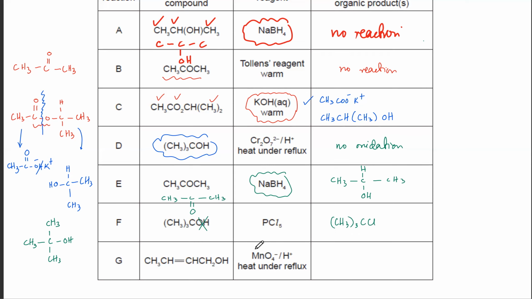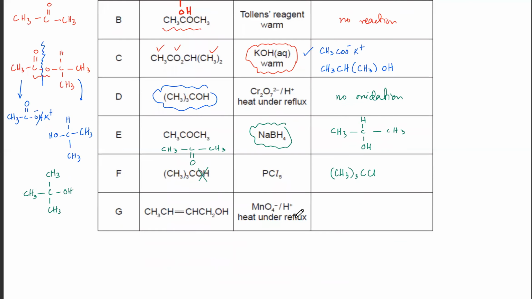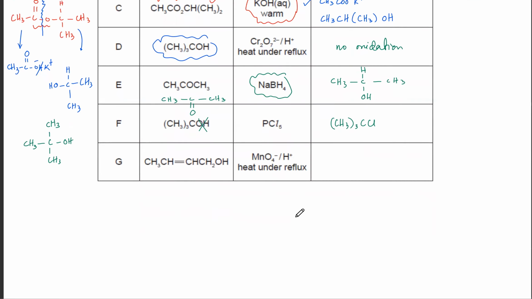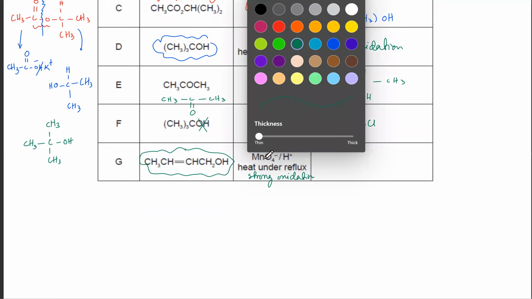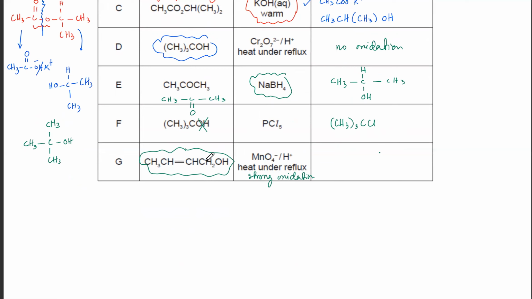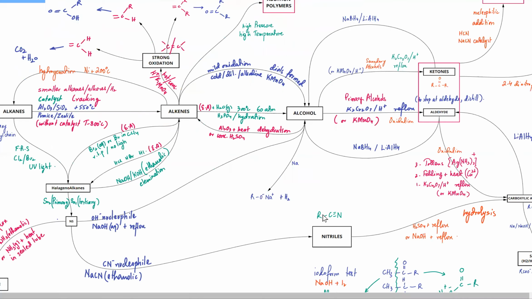And then this last one, you're heating it with KMnO4 under reflux. So that is strong oxidation that's going on. Now we did this in alkenes. This has two functional groups. It's got an alkene, and it's got an alcohol as well. So first thing, let's focus on the alkene. What happens to an alkene?